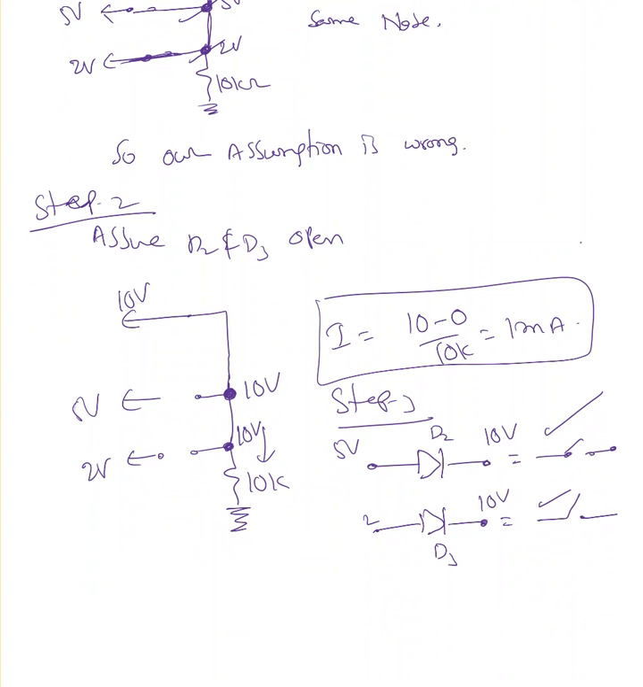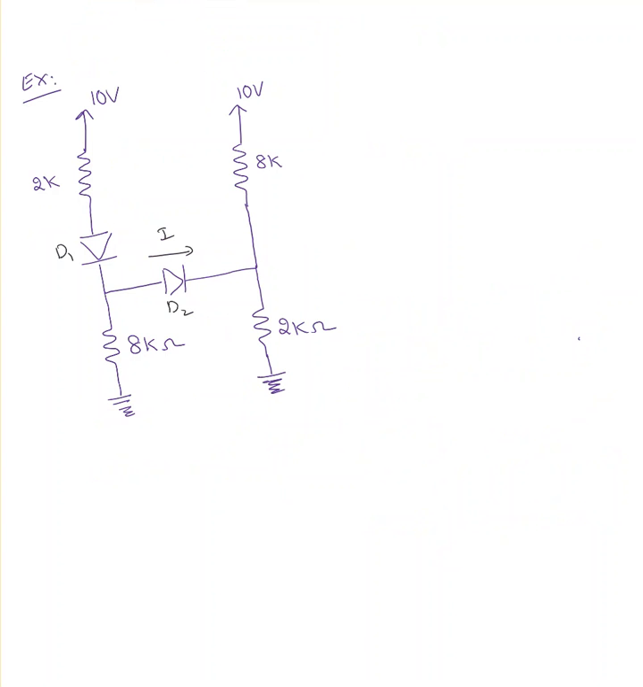I'm going to solve one more example in this video. Here is the next example. In this example, he's asking to find the I. I is the current passing through the diode D2.